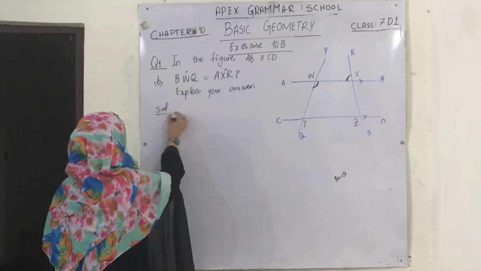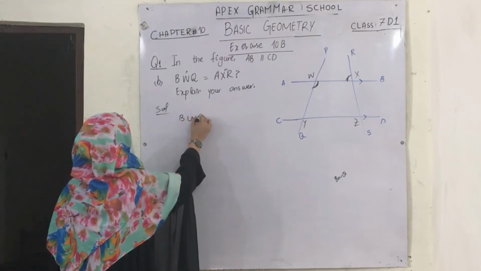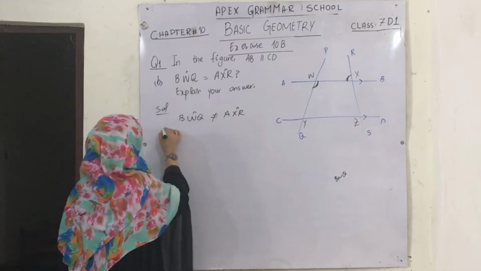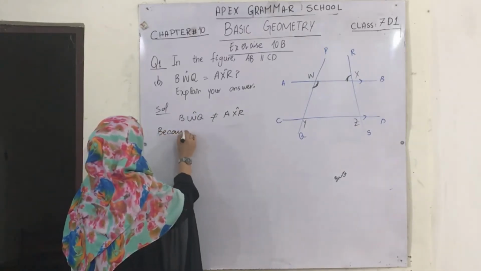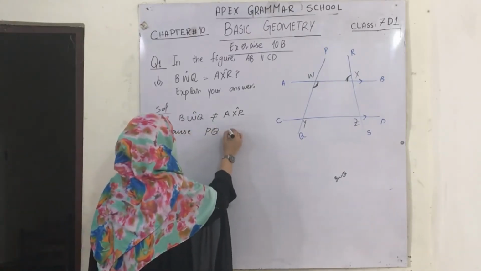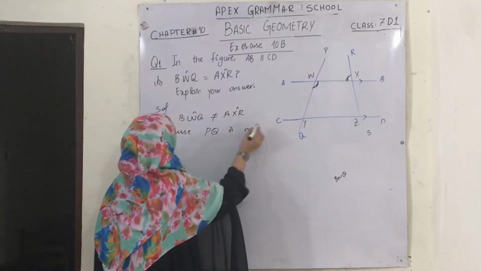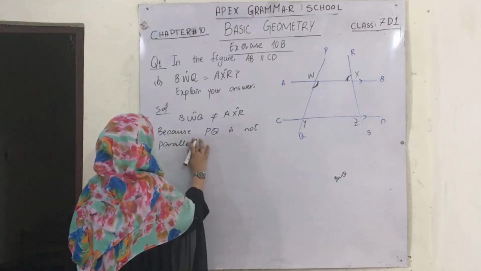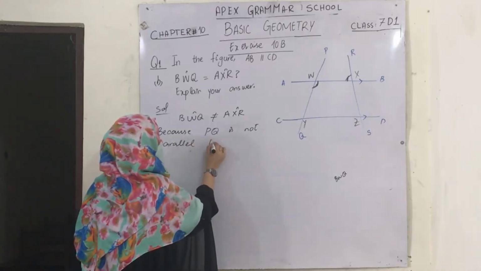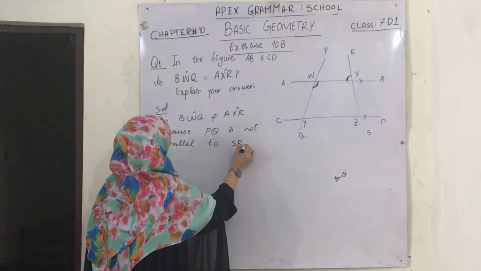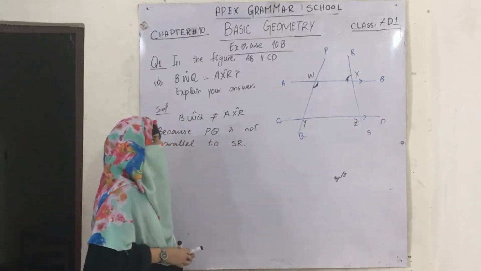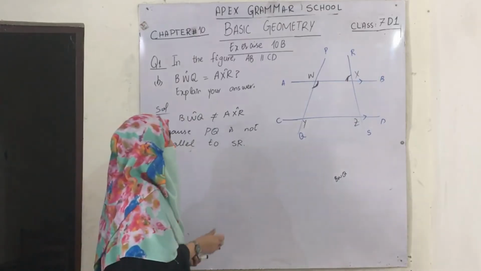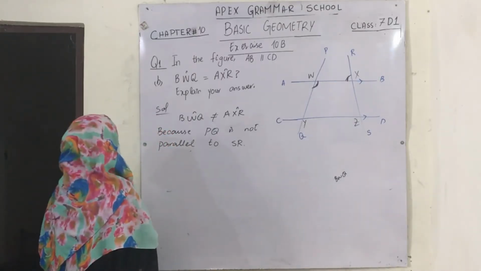So the answer is: angle BWQ is not equal to AXR because the given lines PQ is not parallel to SR. If the given lines PQ and SR were parallel, then we could say that these two angles are equal, but because these lines are not parallel, these angles are not equal.